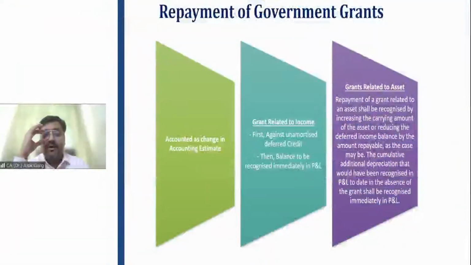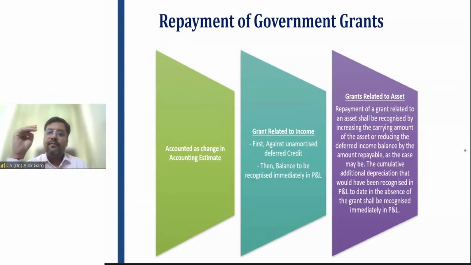We have discussed what is meant by government grant and what is meant by government assistance. Then we have discussed that a government grant will be recognized when two conditions are satisfied. The first one is when there is a reasonable assurance that the entity will be able to meet the conditions.